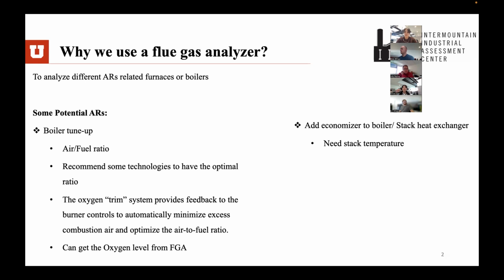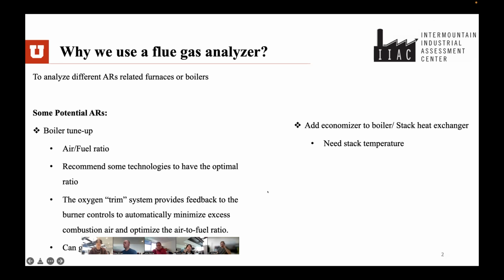And we might recommend the facility to use some technologies to have the optimal ratio, like an oxygen trim system that provides feedback to the burner to control the amount of excess air to the combustor at the optimal level. So in order to see if our boiler is running efficiently and has an optimal range of oxygen, we need to monitor the oxygen level in the flue gas. So we need a flue gas analyzer.